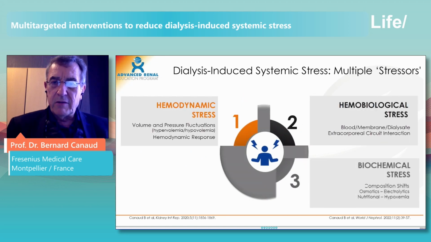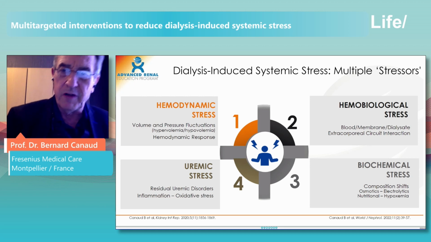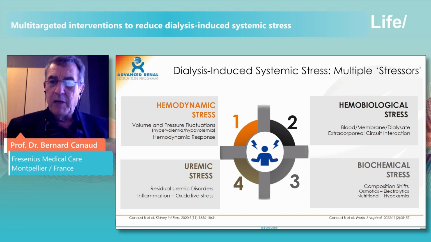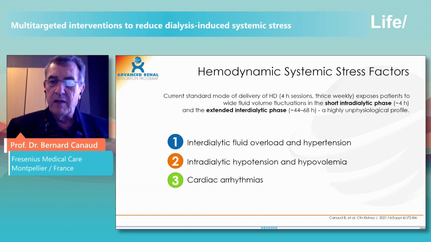So, what are the factors implicated in dialysis-induced systemic stress? As I showed you a few minutes ago, one is hemodynamic stress, but the other one is hemobiologic stress, and this is part of the interaction between the blood, membrane, and dialysis. Then there is biochemical stress, with the shift of the different composition, osmotic shift, electrolyte, and uremic stress, certainly as a residual part of the renal replacement therapy in terms of efficiency.